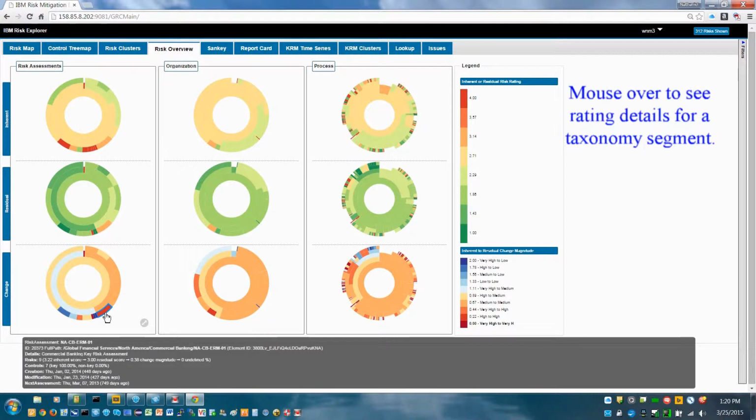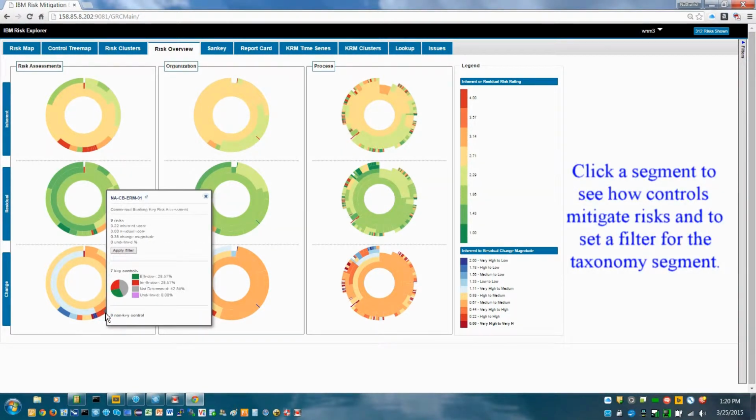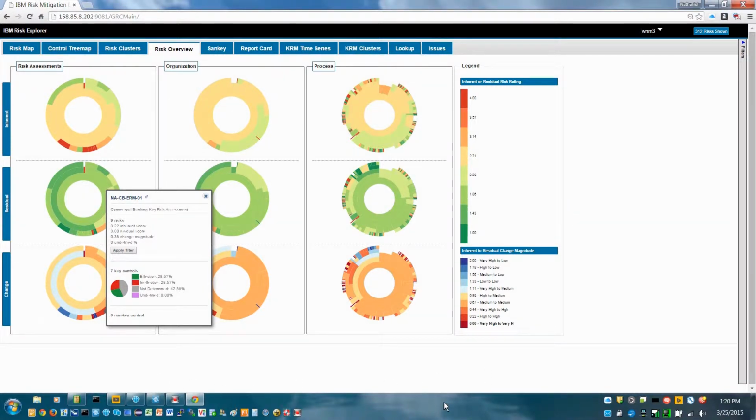Here we see on the risk assessment taxonomy, one of the risk assessments is still rated very high. It has a red change color. Flying over it, we can see some of the details about that risk assessment. If we click on the risk assessment, we get a dialog that shows us the various ratings and the change magnitude as well as the controls that are in play and their ratings.